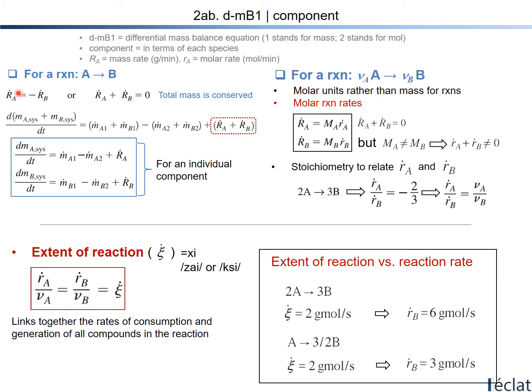Or R dot A plus R dot B should be 0 from this equation. So I can say the total mass is conserved. Let me explain about this notation. The capital R means mass rate. So the unit of this mass rate is gram or kilogram per minute or hour. So let me say gram per minute.